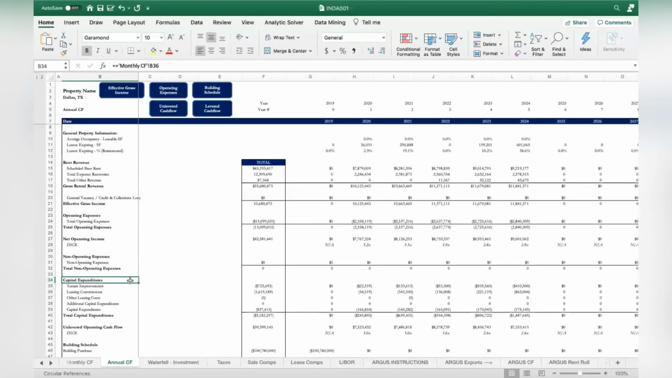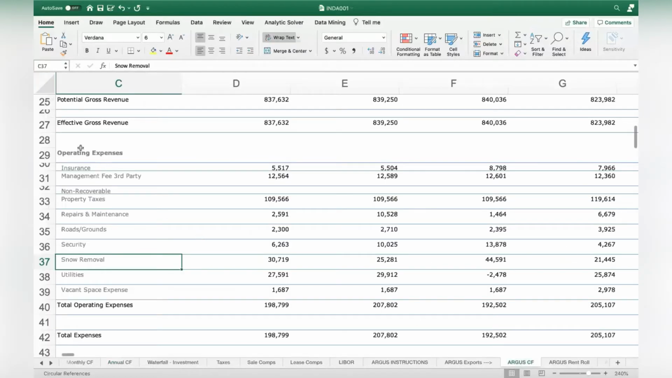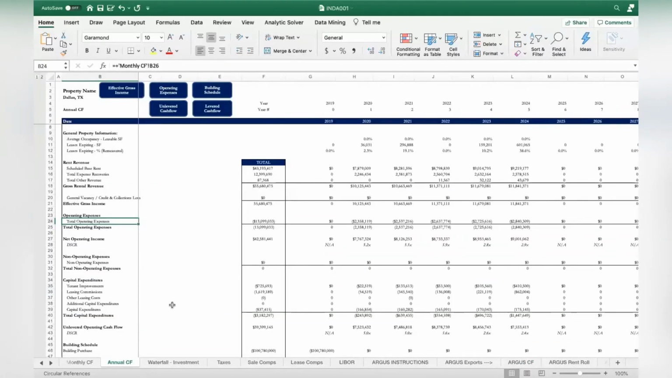For example, we see here under capital expenditures, we have tenant improvements, leasing commissions, other leasing costs, and additional capital expenditures. And for operating expenses, we don't have individual expenses listed out here, but if we go to the August cash flow section, we can see that there's insurance, management fees, property taxes, repairs and maintenance, security, snow removal, etc. Let's talk about how operating expenses are used in real estate modeling.